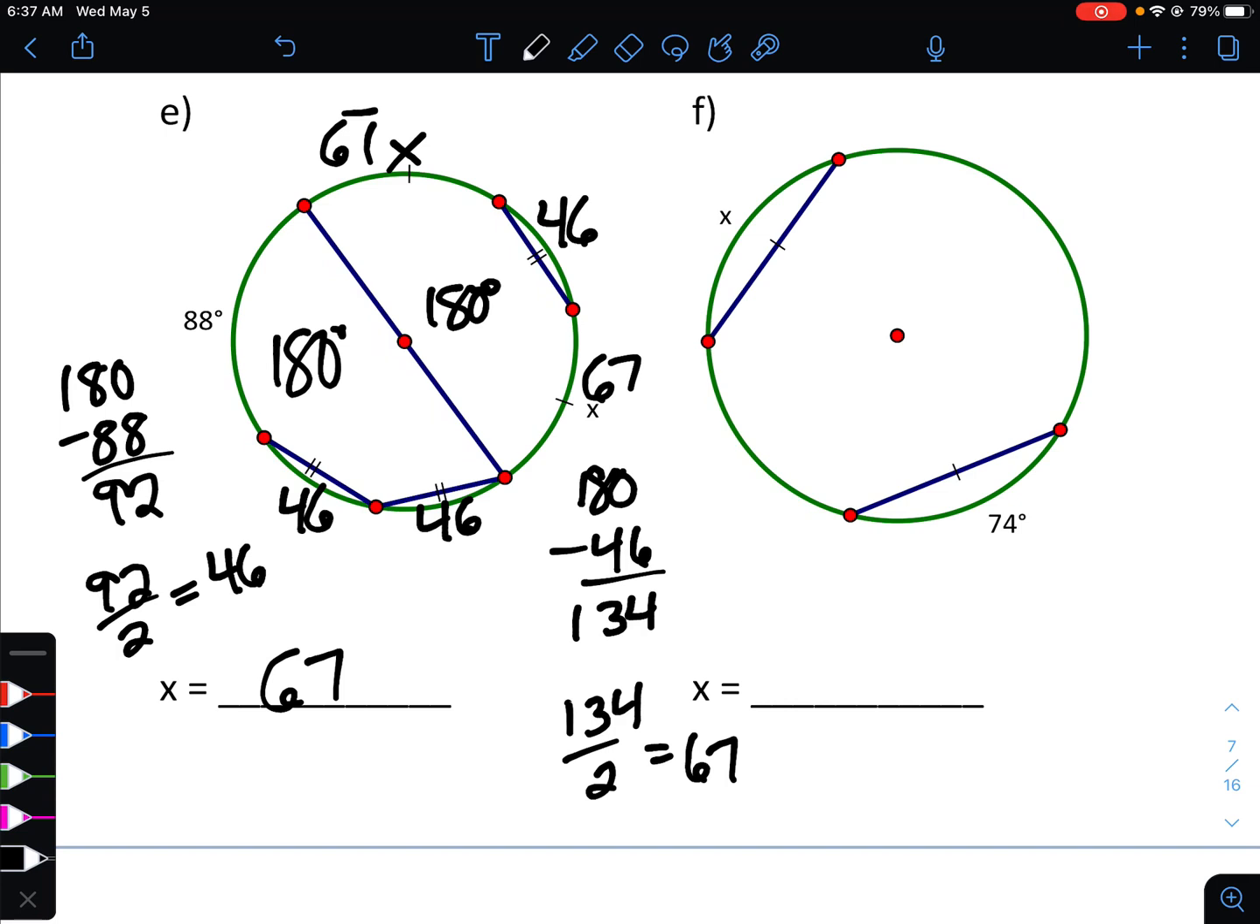All right, so F, why not take an easy one? If we know that these two chords are the same, then our arc lengths have to be the same, or our measure of our arcs have to be the same. So our x would have to be 74 degrees. Kind of a nice, easy one to throw in there.